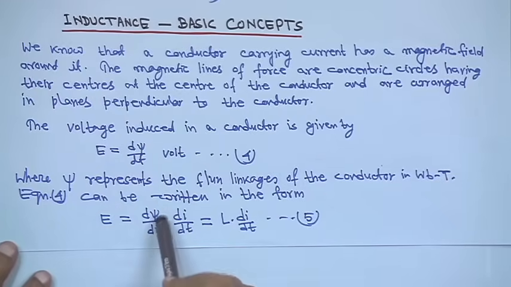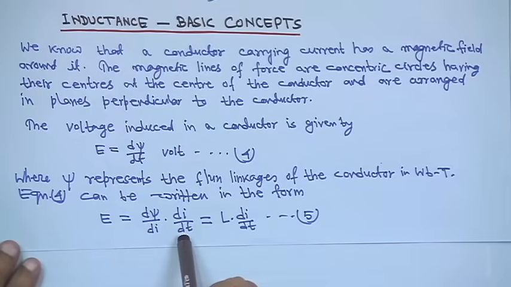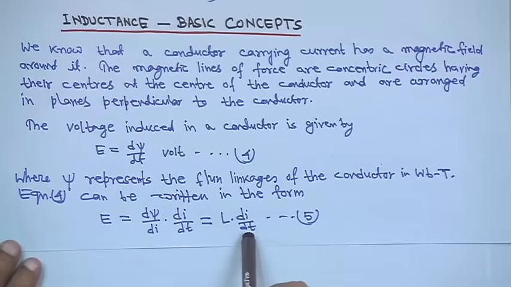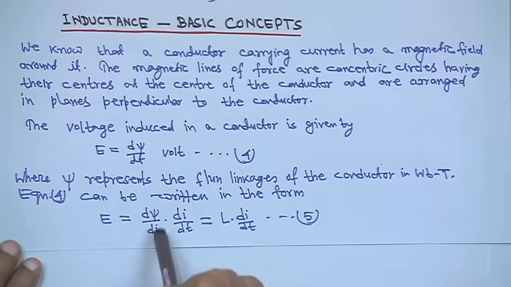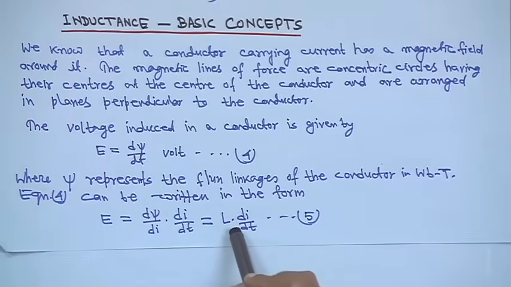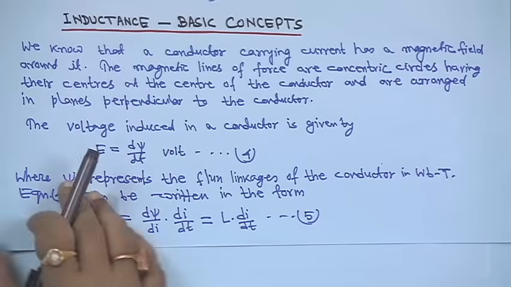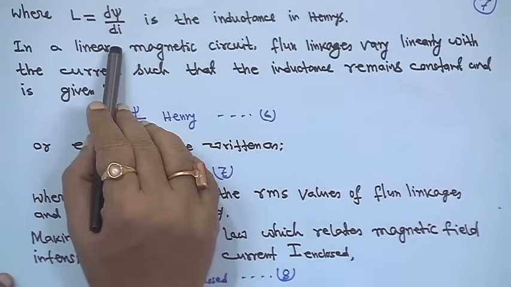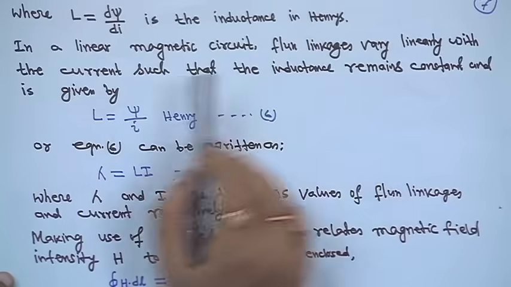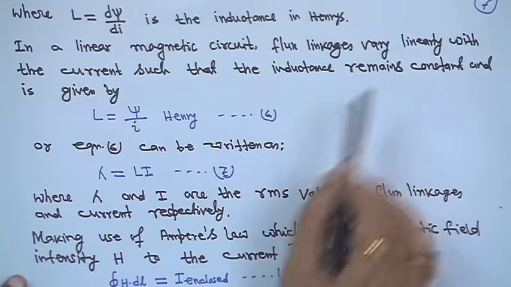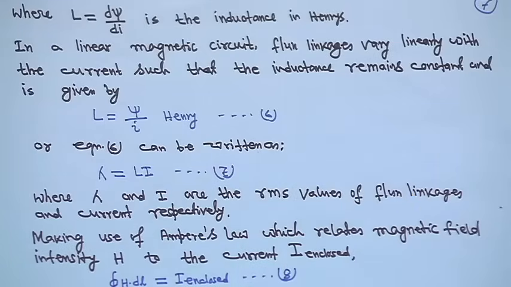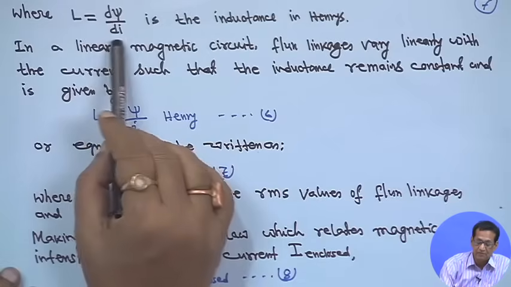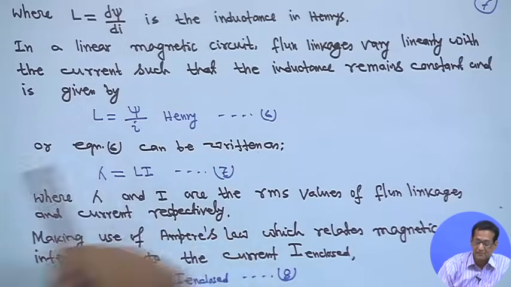If you make it like this, E is equal to d psi upon di into di upon dt, which is equal to L into di upon dt. This is equation 5, where L is equal to d psi by di. So, L is a constant of proportionality, it is basically inductance. For a linear magnetic circuit, L is equal to d psi by di, the inductance in Henrys. In a linear magnetic circuit, flux linkages vary linearly with the current, such that the inductance always remains constant. Therefore, inductance always will remain constant.